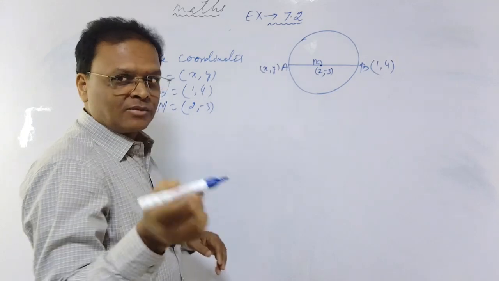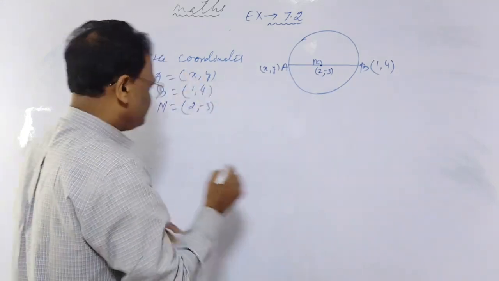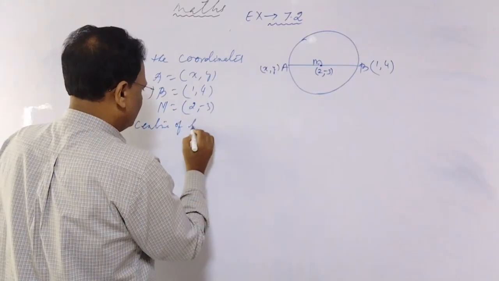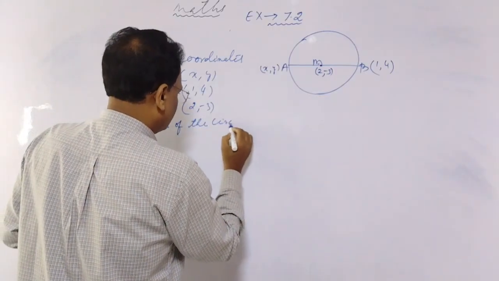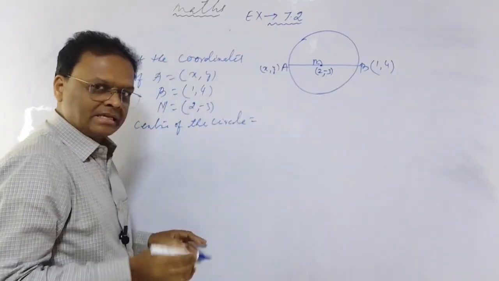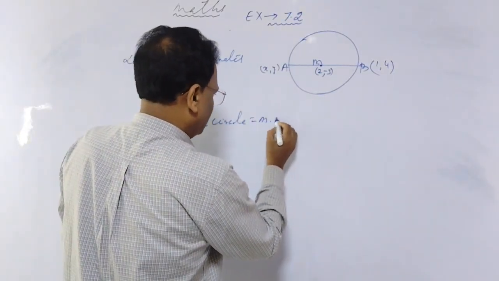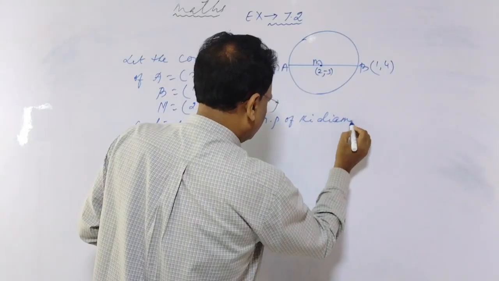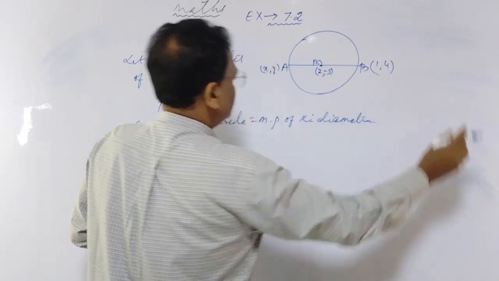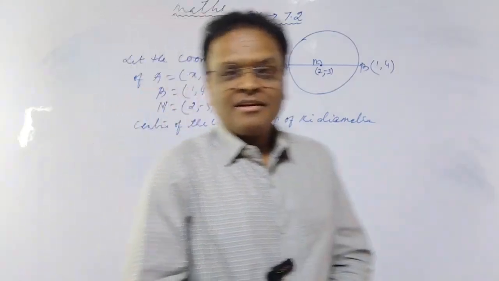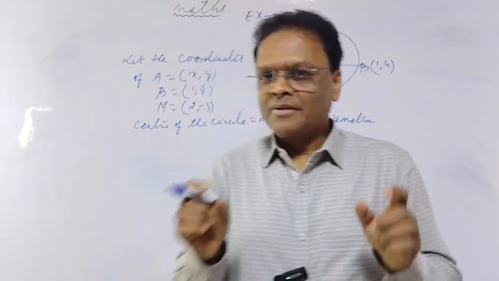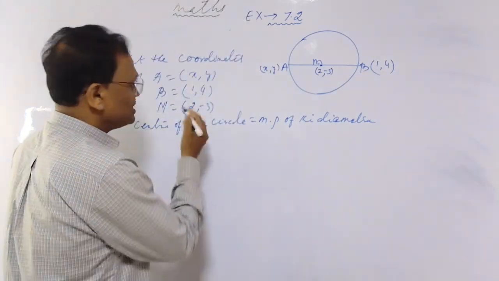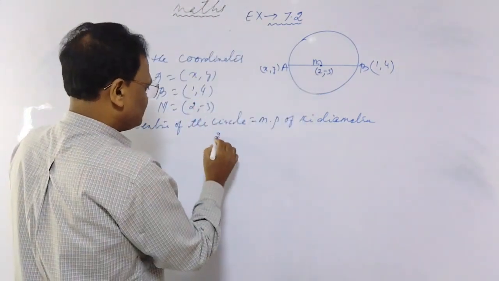So what can I write? The center of the circle is nothing but the midpoint of the diameter. Center of the circle is equal to midpoint of the diameter. I hope you are understanding. The center of the circle and the midpoint of the diameter are both equal. Very simple. The center of the circle is already given. What is the center of the circle? 2 comma minus 3.